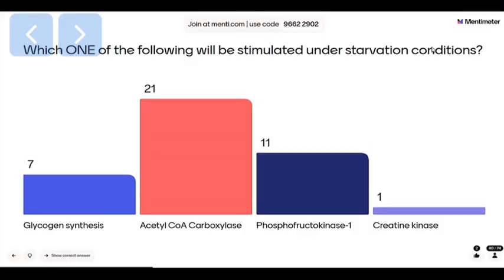All right, so we've got a couple of pathways, couple of enzymes. So we've got glycogen synthesis, right? So if we want to be making energy, glycogen synthesis is going to be off. We've got acetyl-CoA carboxylase. What does acetyl-CoA carboxylase do? Yeah, in the back. So acetyl-CoA carboxylase is involved in fat metabolism of some sort. But you're saying breakdown?